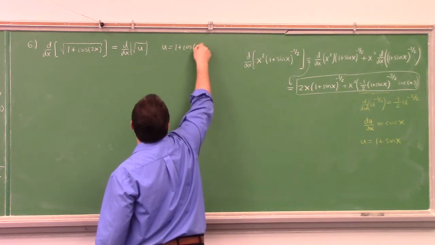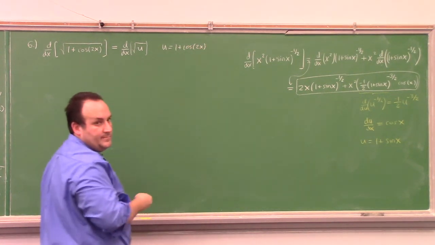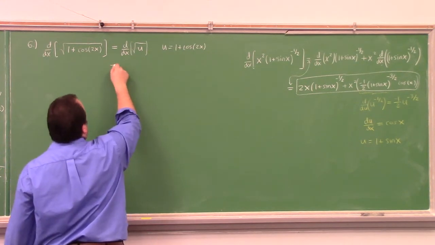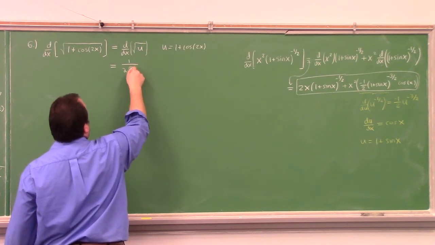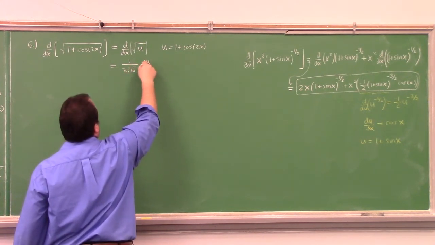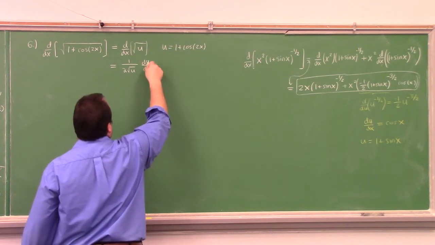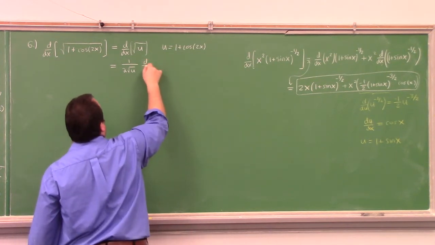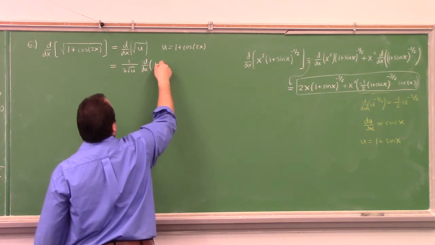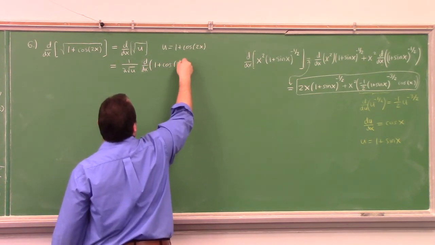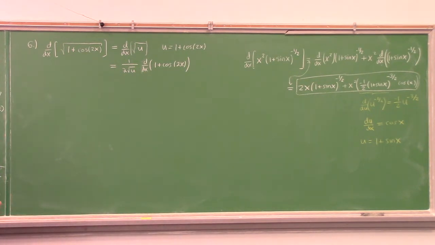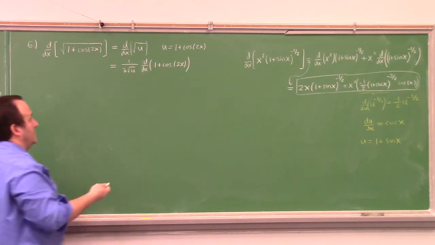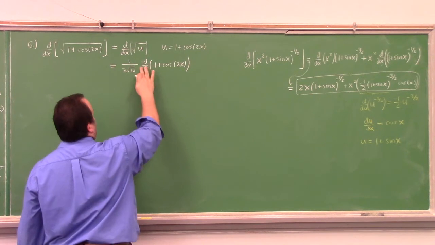Cosine of 2x, right? So I start by doing 1 over 2 times the square root of u, right, times du dx, because that's the chain rule. But I'll go ahead and write that d dx of what? And then what do I need to do?